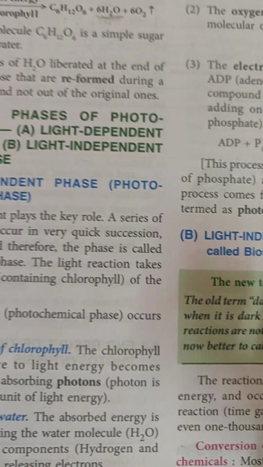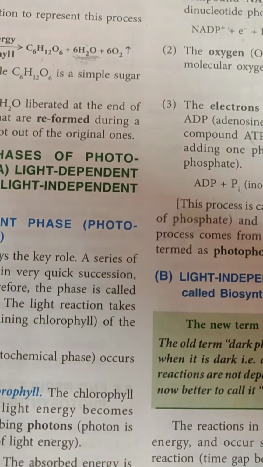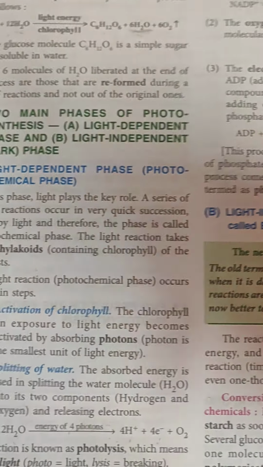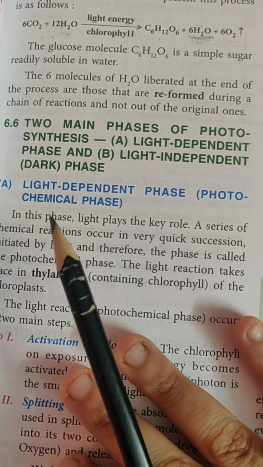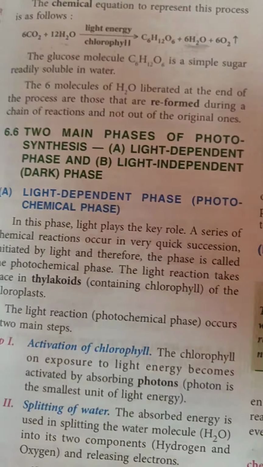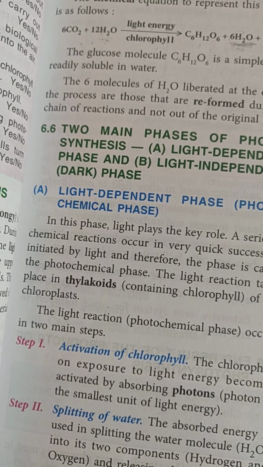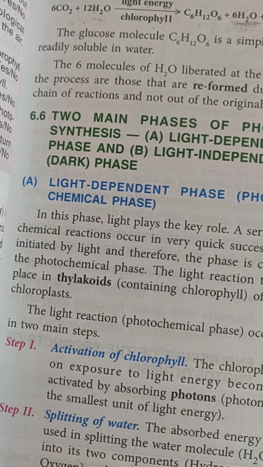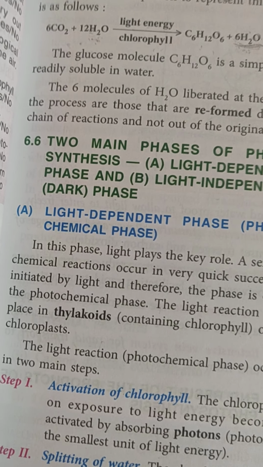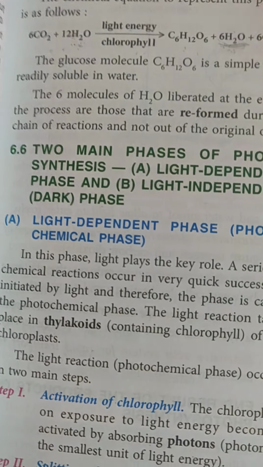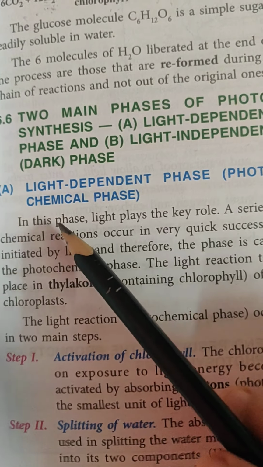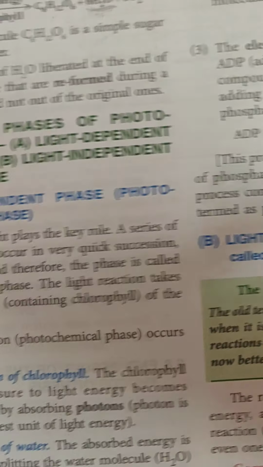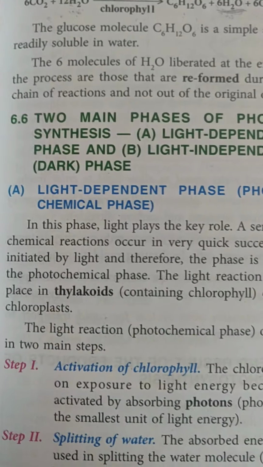Till this process, we call it the light dependent phase of photosynthesis. Next day we will talk about the light independent phase, also known as the dark phase, which is also known as the biosynthetic phase. Remember, the light dependent phase is also known as the photochemical phase, but this phase is known as the biosynthetic phase. So that's it for today. Thank you everyone.